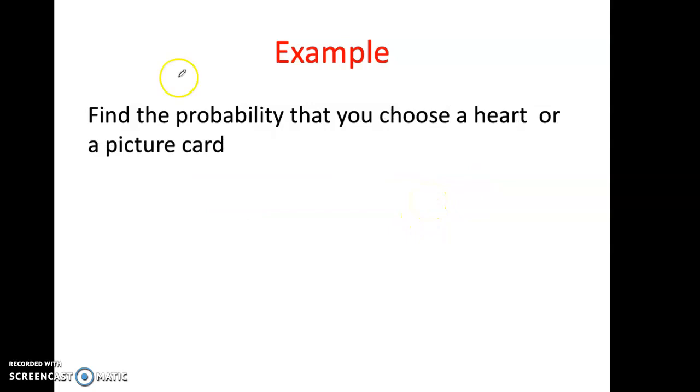Find the probability that you choose a heart or a picture card. So we have 13 hearts, or I can have a picture card. So picture card is Jack, Queen, and King, and there's 4 of each. 4 jacks, 4 queens, and 4 kings. But each of these have a heart already. So we've already included these cards with all the hearts.